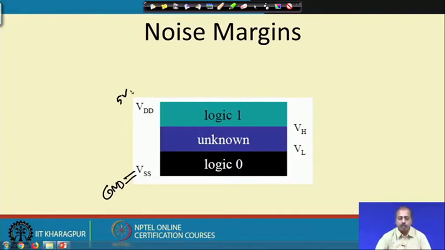As technology is progressing, the VDD value is continually coming down. The total range of voltage levels that a gate output can have is from VSS to VDD. Out of that, to keep some margin in the operation, we mark two voltages, VL and VH. Anything below VL is taken as logic 0 and anything above VH is taken as logic high. If a signal state is between VL and VH, that is taken as an unknown level.